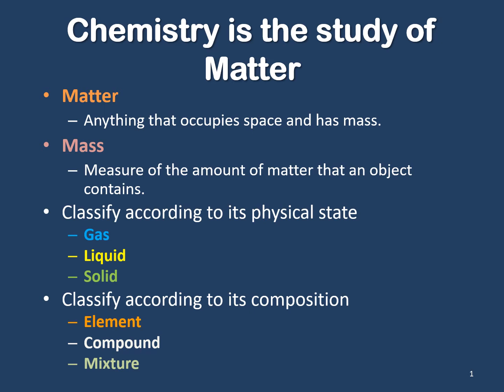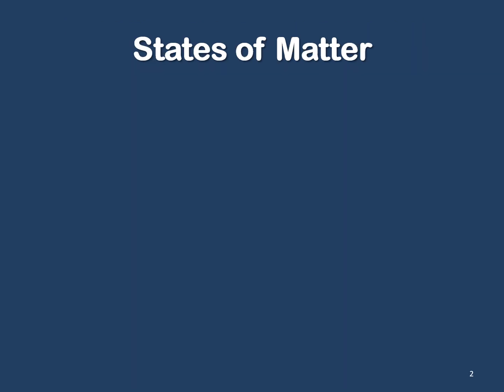Primarily in this class, at this low of a level, we're only going to be talking about these three different physical states. There are more physical states out there, like plasma, for instance, but the three most common physical states are gas, liquid, and solid, and you should have some feel for what they're all about. So let's talk about solids.